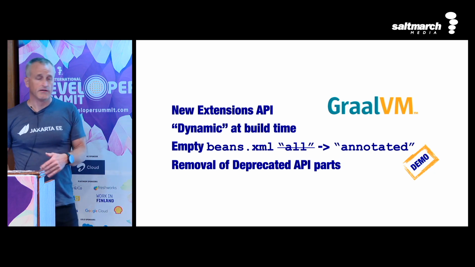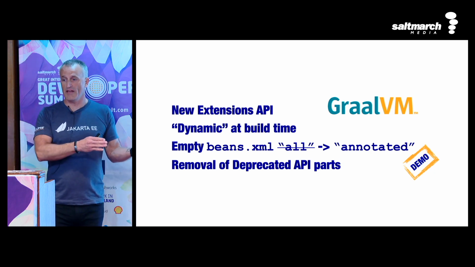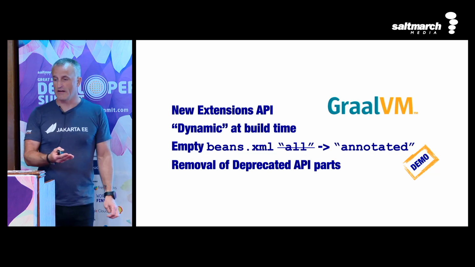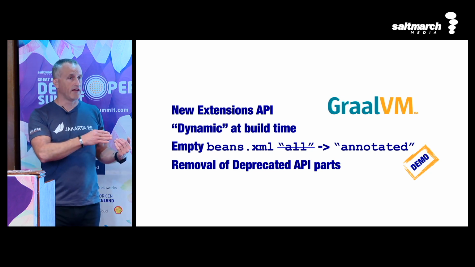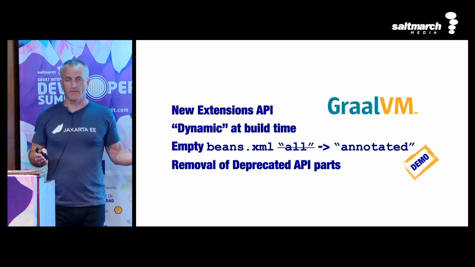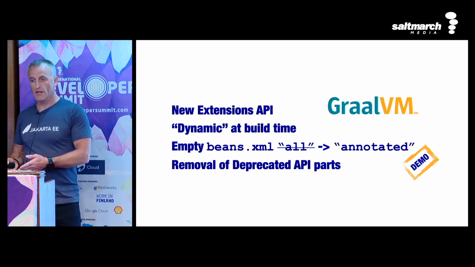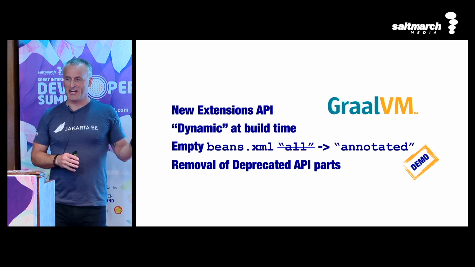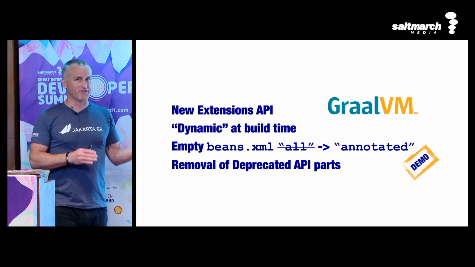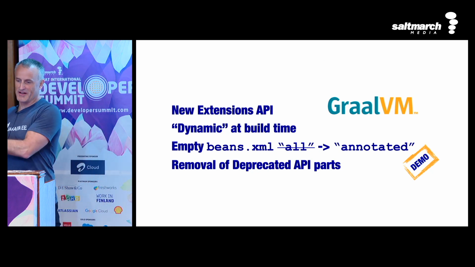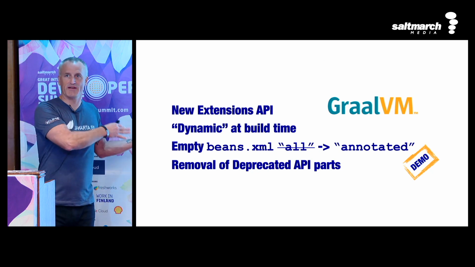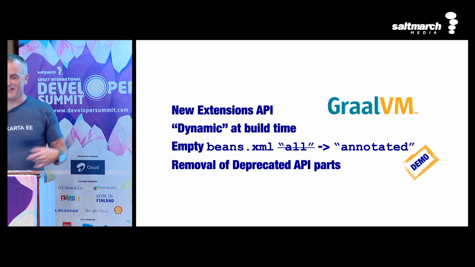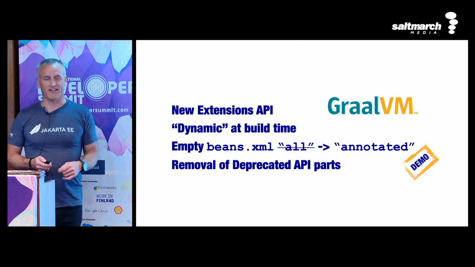And in order to do this, we needed to remove the dynamic portable extensions and replace them with a new extensions API, which is reflection-free and is a more modern way of creating portable extensions, but that will be resolved at build time. A kind of disputed decision they made as well was to change the behavior of beans.xml. So if you're migrating from a previous version of Jakarta EE, this is the big breaking change in 10. So this is going to annoy you, but I'll show how to do it. It's not that hard. And they also removed some deprecated stuff that has been hanging on for a long time.